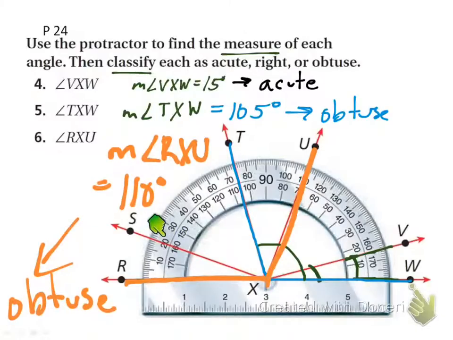The thing is, it's strange because this one starts off on the left side and then opens up to the right, and in that case we're going to use the outer numbers, because you can see the outer numbers start at 0 on this side and go up to 110 degrees, and that's obtuse.